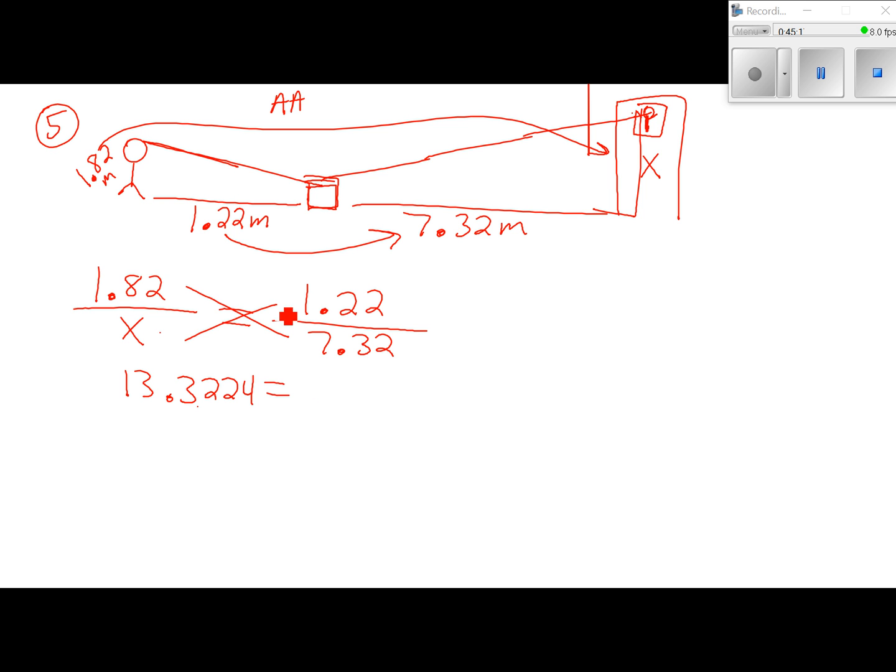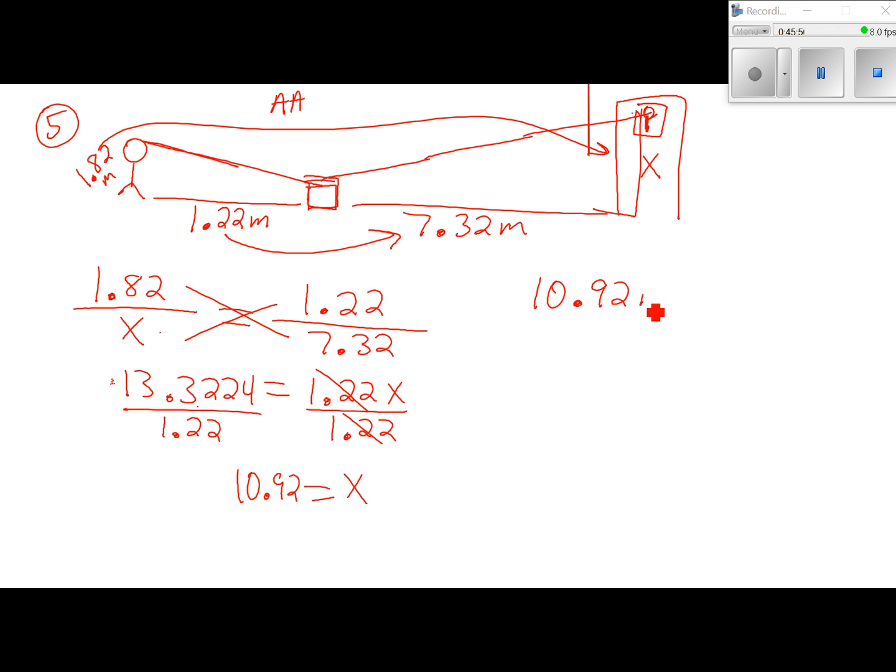And we do this way, and we get 1.22 times X. We are going to divide by 1.22. We already have this number in our calculator if you didn't erase it. So all you got to do is hit divided by 1.22. And I end up with, these cancel out, end up with X over there. And on the other side, I end up with 10.92. So the window is 10.92 meters off the ground.